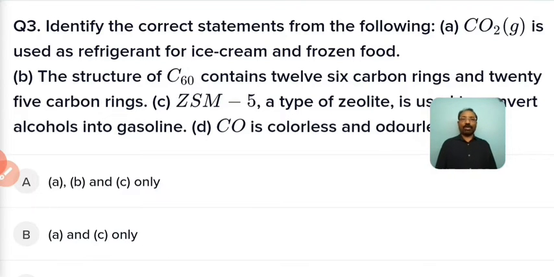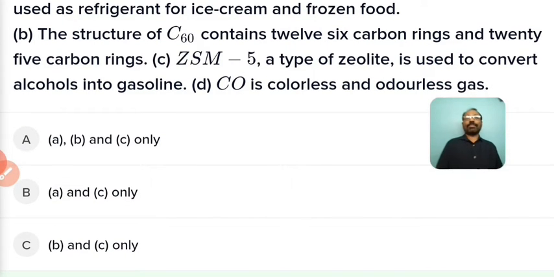Identify the correct statement from the following. A. CO2 gas is used as a refrigerant for ice cream and frozen food. B. The structure of C60 contains 12 six-carbon rings and 20 five-carbon rings. If you observe these statements A and B, for frozen food, solid CO2 is used, not CO2 gas. Therefore, we can avoid A, as it is not a right statement. Next, B. In C60, 12 five-member rings are there and 20 six-member rings are there. These values are given in reverse. Therefore, we can also avoid B.